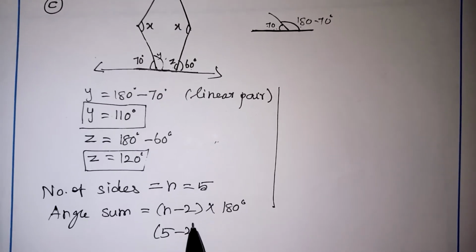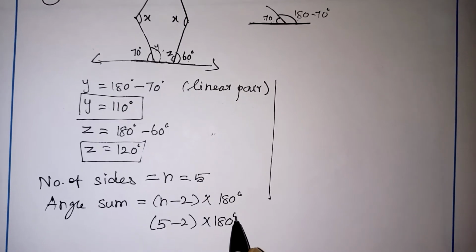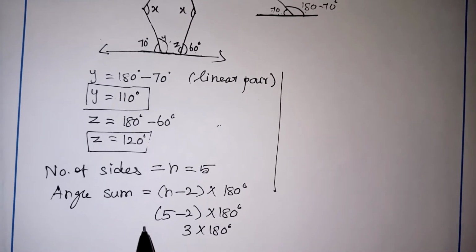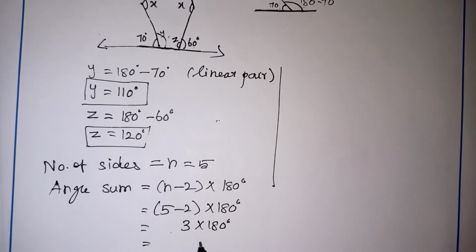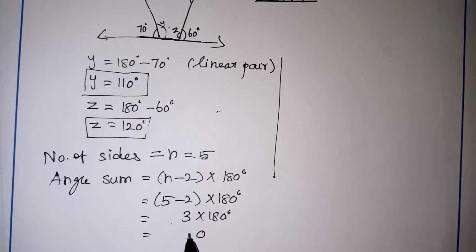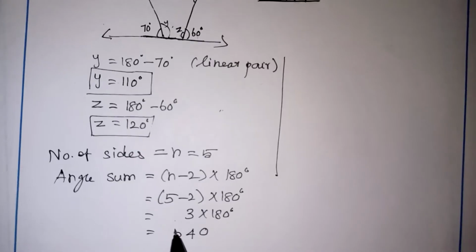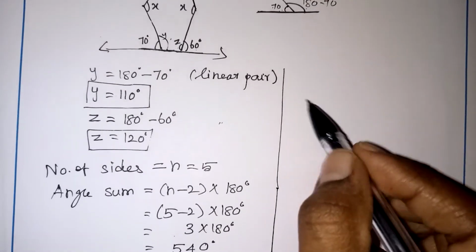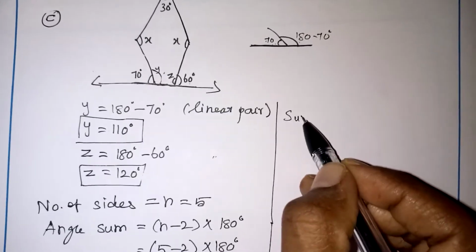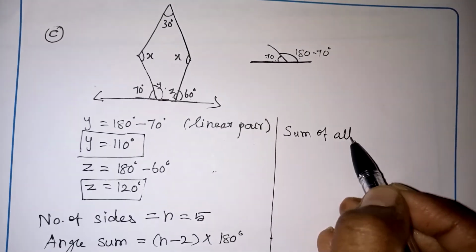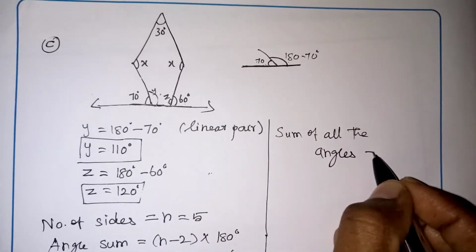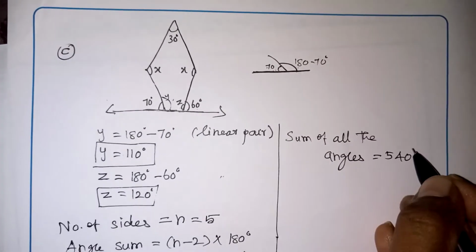So (5 minus 2) into 180 degrees. n minus 2 is 3, into 180. We should multiply now. 3 into 0 is 0, 3 eights are 24, balance 5. So 540 degrees is the angle sum. That means the sum of all the 5 angles is 540 degrees.